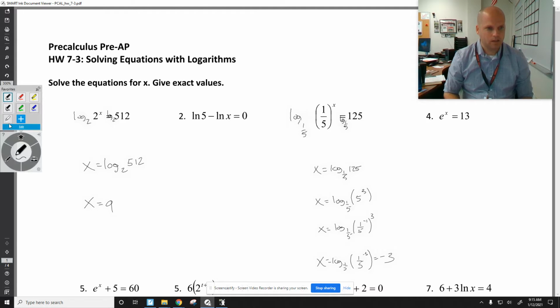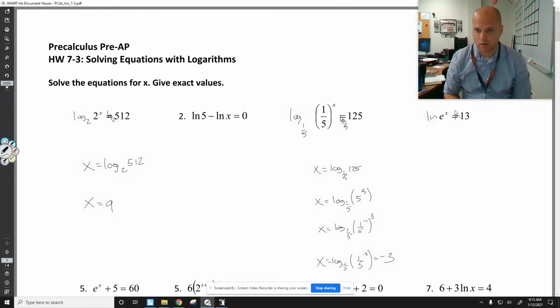Can't find this exact number for x. You can't simplify this in any way to find this number. So we're going to just leave the number as the natural log of something. Like e to the x, we take the log base e. The shortcut for log base e, since it's used so much, is natural log. So I take the natural log of both sides. I get x equals the natural log of 13.